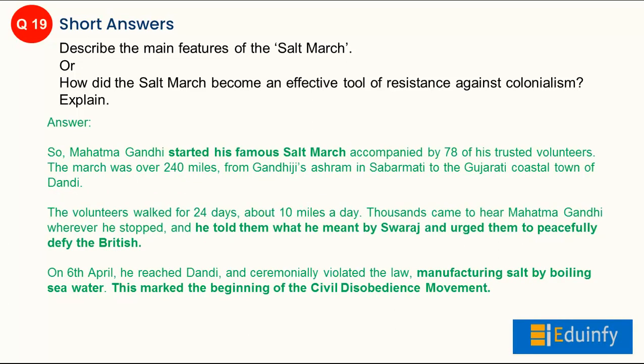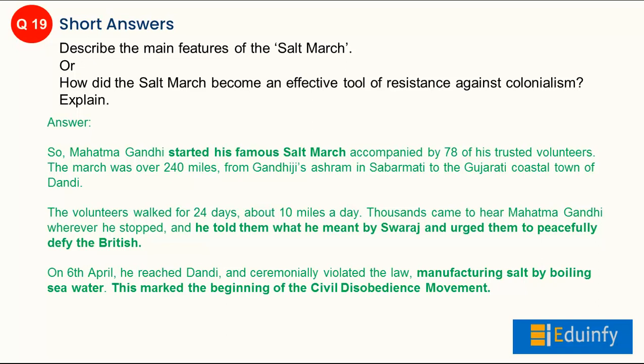Describe the main features of the Salt March. So Mahatma Gandhi started his famous Salt March accompanied by 78 of his trusted volunteers. The march was over 240 miles from Gandhiji's ashram in Sabarmati to the Gujarat coastal town of Dandi. Volunteers walked for 24 days, about 10 miles a day.